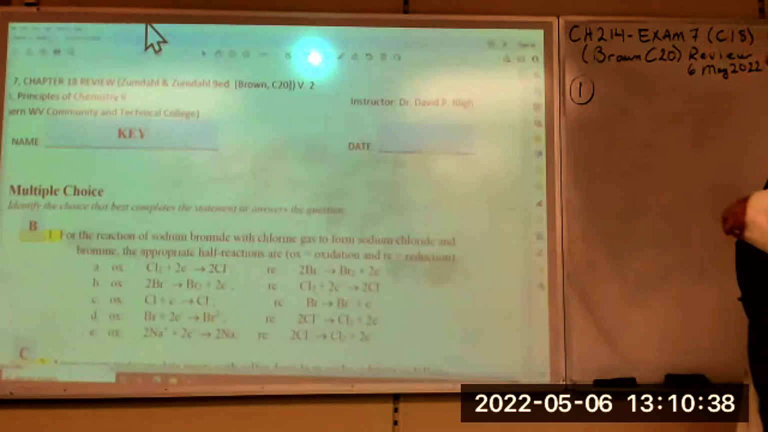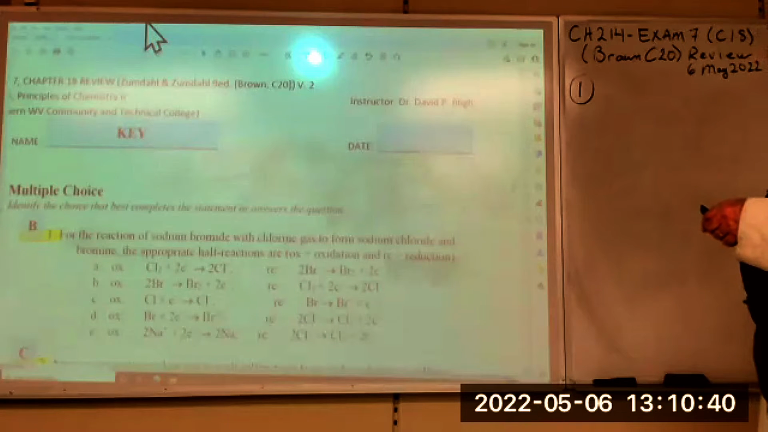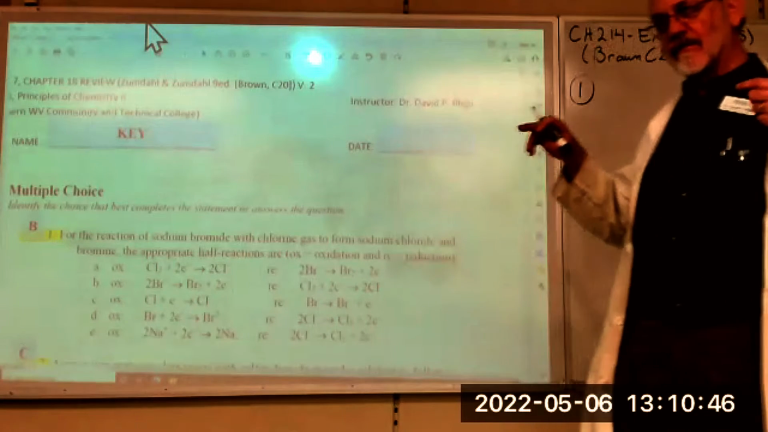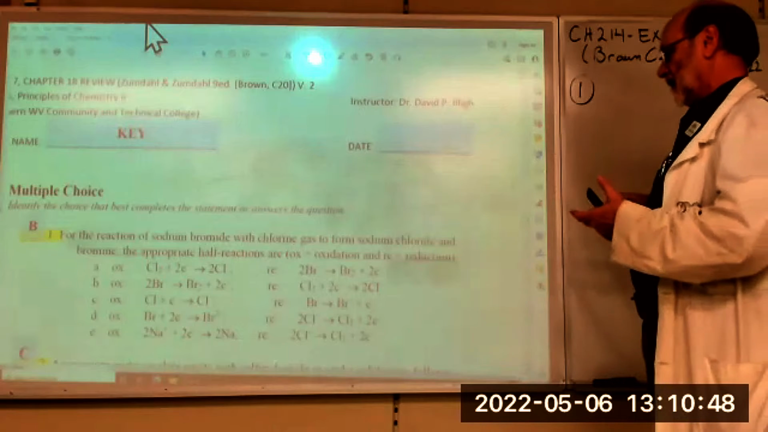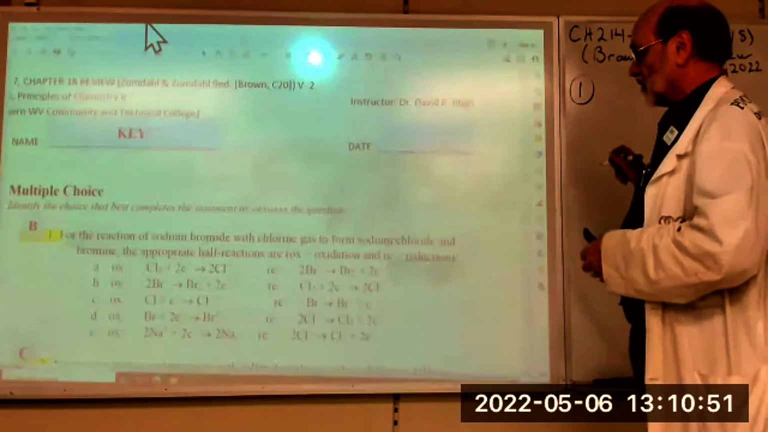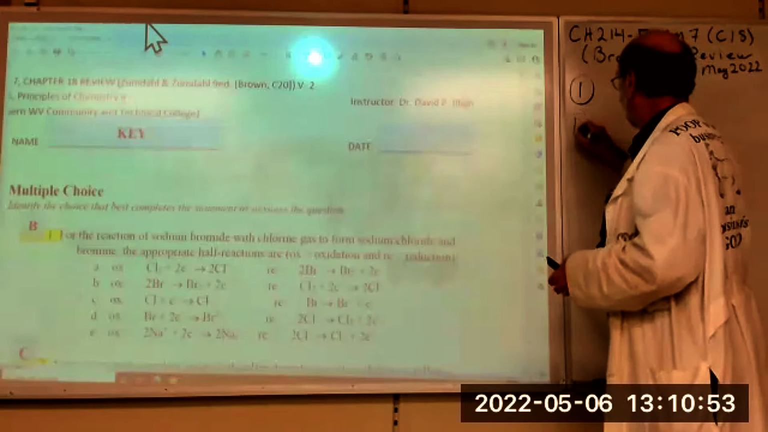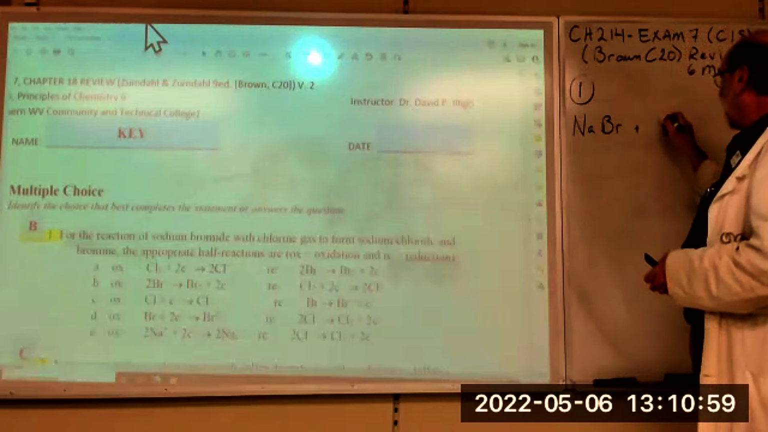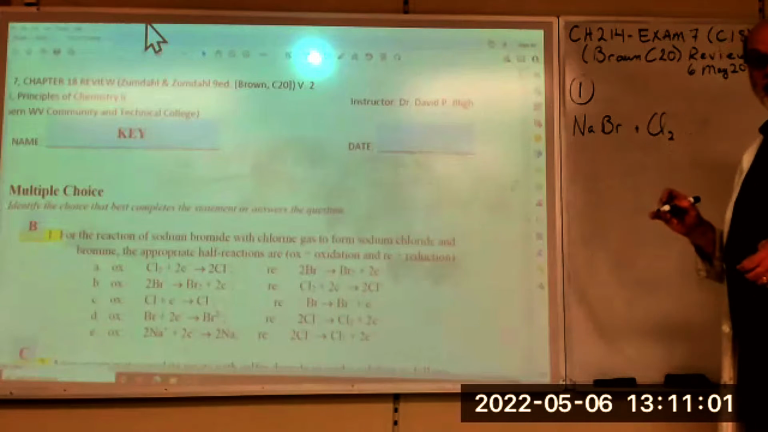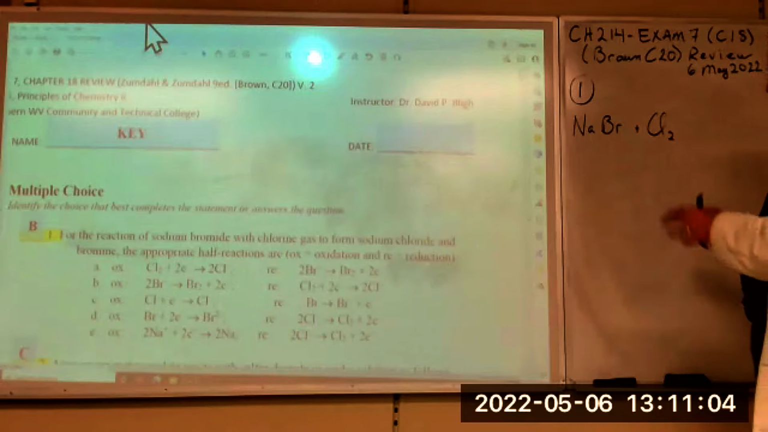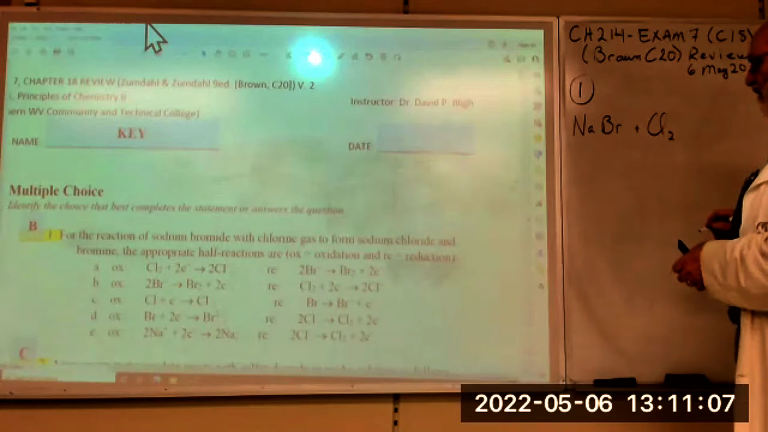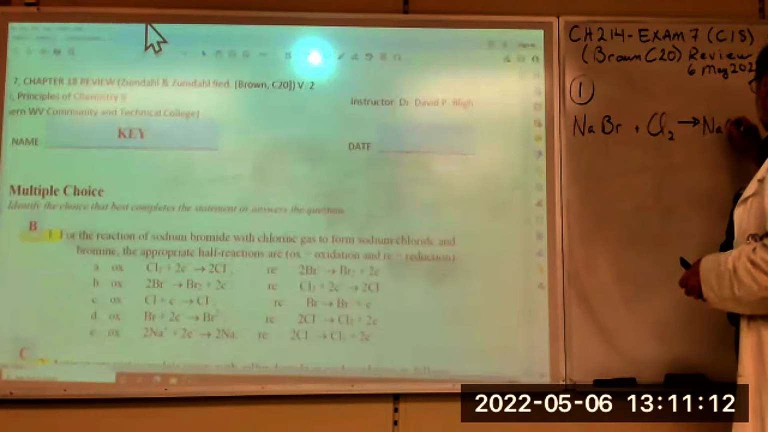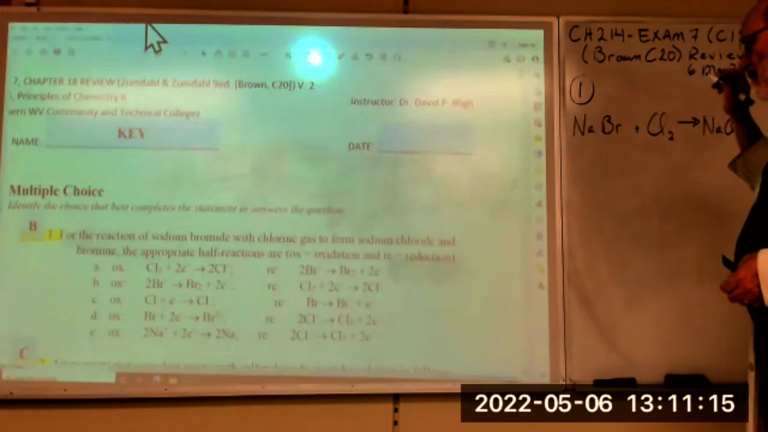For the reaction of sodium bromide with chlorine gas. So this is a word problem where you have to be able to write the compounds in order to answer the questions. Sodium bromide and chlorine gas. Remember, that's diatomic. If you don't do diatomic, then all bets are off. And that yields sodium chloride and bromine.